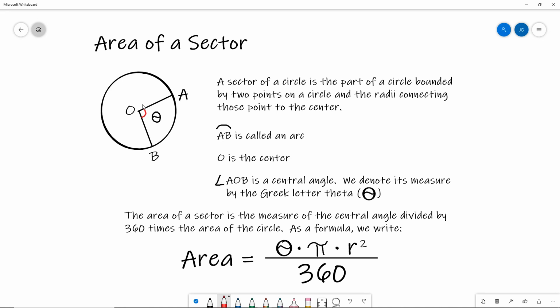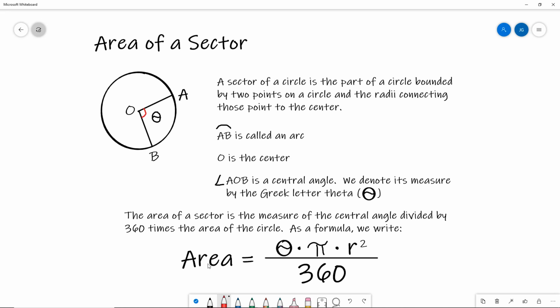Okay? The area of a sector is equal to the measure of this theta, this central angle, divided by 360 times the area of the circle as a whole, so pi r squared. Really, when we're talking about what the area of a sector is, we're talking about what proportion of the circle is covered by the central angle. And we find that proportion by dividing the measure of the central angle, that theta, by 360, which is the measure of the entire circle's degrees.